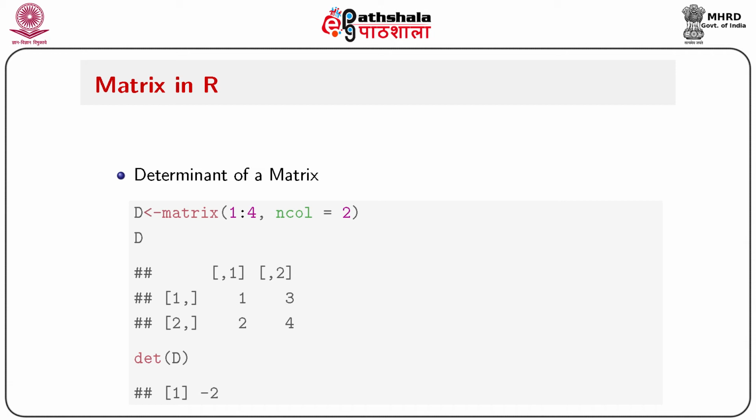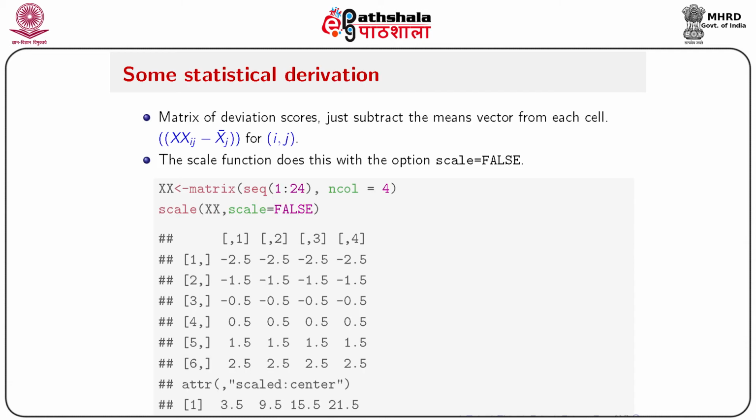So if you have a square matrix, just pass the square matrix within the det function, and automatically it will give you the determinant of that matrix. Now we'll move to some statistical derivation based on matrix and vector methods, because that will help you understand how you can use matrix and vector algebra in statistical computation in R.